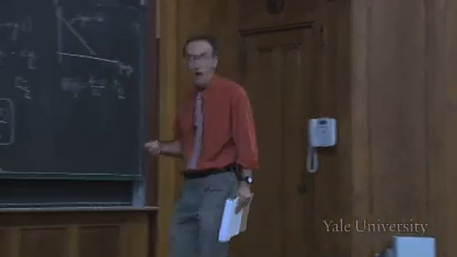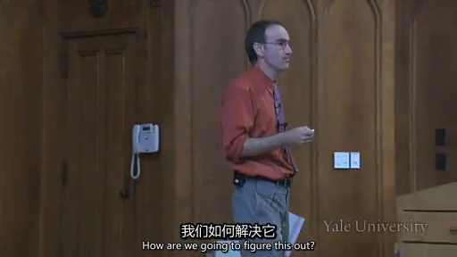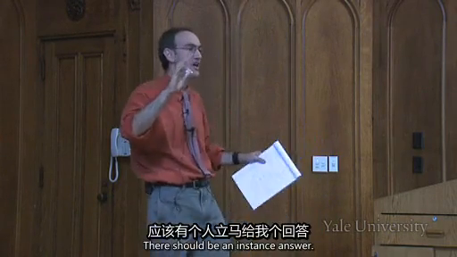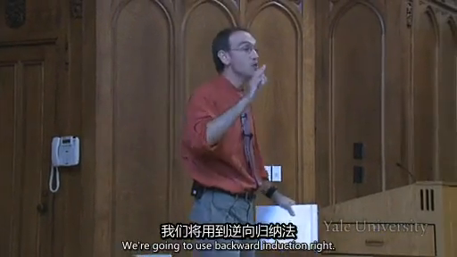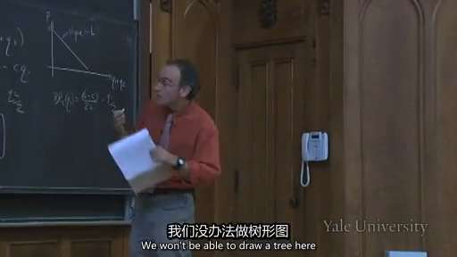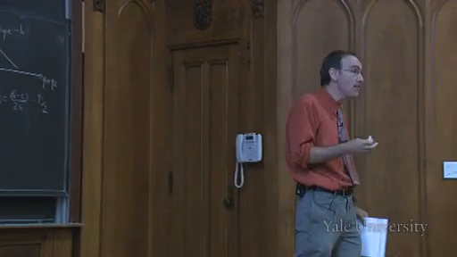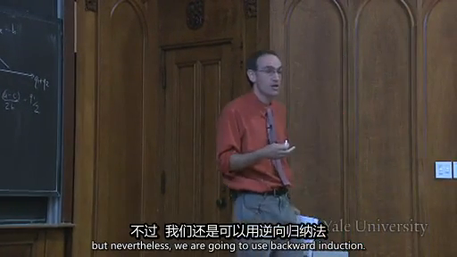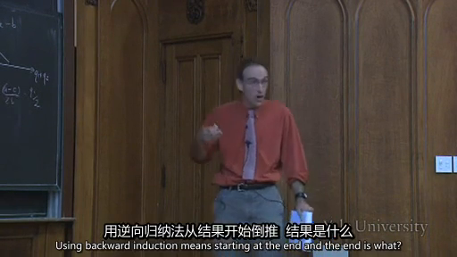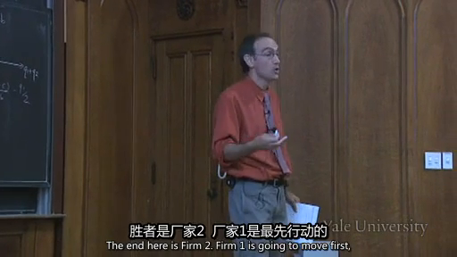All right. So how are we going to think of this? How are we going to figure this out? There shouldn't be a silence in the room. There should be an instant answer. How are we going to figure this out? We're going to use backward induction, right? This is going to be an exercise in backward induction. We won't be able to draw a tree here because the game's too complicated because there's a continuum of actions, but nevertheless, we are going to use backward induction. So what does using backward induction mean here? Using backward induction means starting at the end, and the end is what? The end here is firm 2.